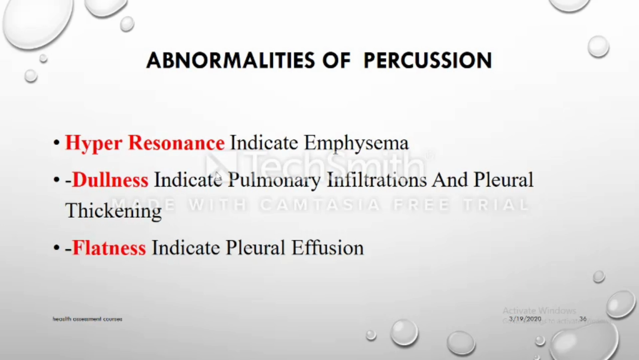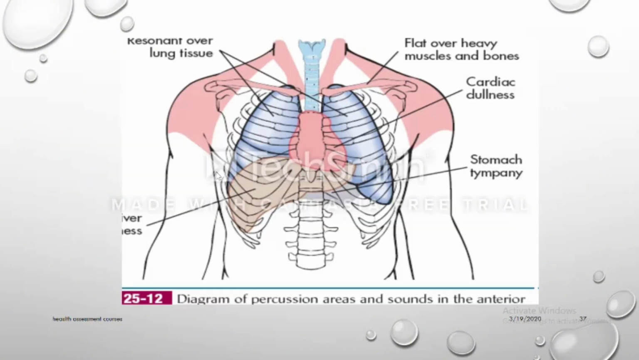الabnormalities of percussion بيظهر hyperresonance ودنس وفلاتنس. لو ظهر hyperresonance indicate emphysema. أما الدنس indicate pulmonary infiltrations and pleural thickening. الفلاتنس indicate pleural effusion. تمام كده.